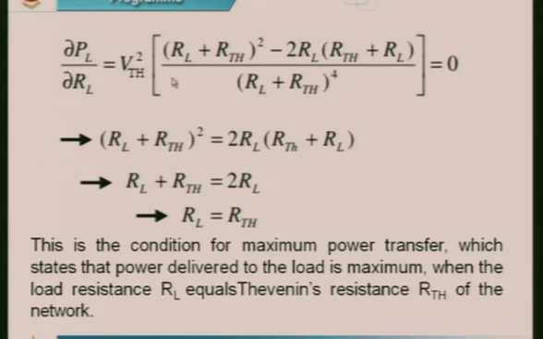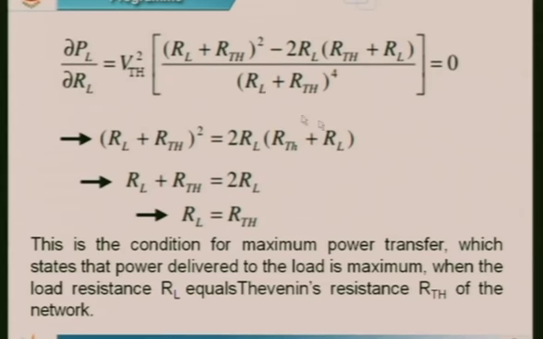So V Thevenin square by RL plus R Thevenin to the power of 4, if you cross multiply that, that's going to become 0. Then what do we have? We have only the numerator part, which is nothing but equal to RL plus R Thevenin square minus 2RL into R Thevenin plus RL equal to 0. That will be the numerator part.